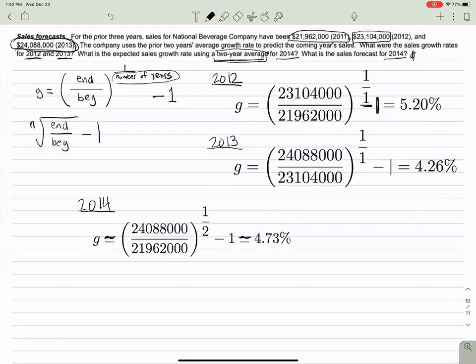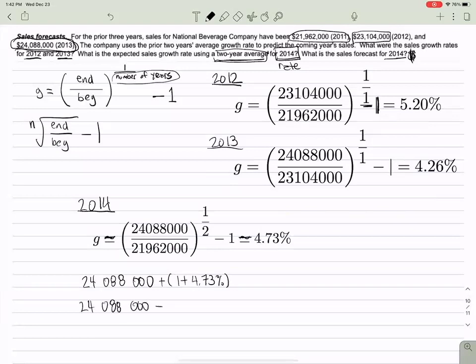So now we know the growth rate of 2014. Okay, so that's our rate. What's our actual dollar amount? Well, we're going to use the previous sales of 2013, and we're going to add basically that 4.73%. So we'll take our 24,088,000, and we're going to multiply by 1 plus the 4.73%.